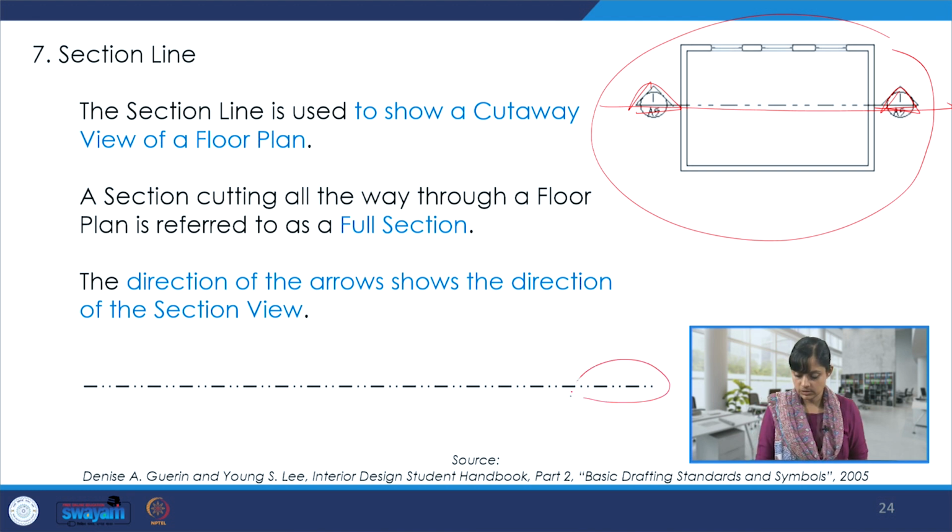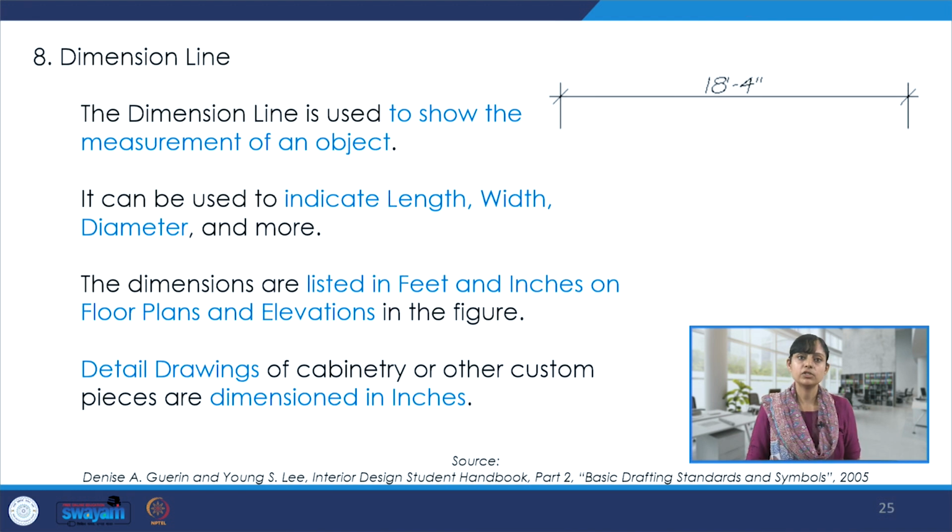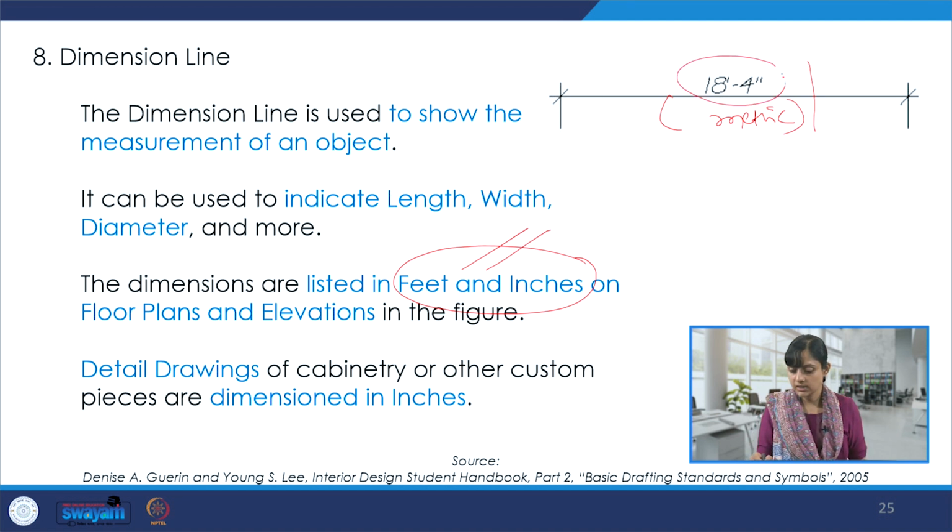So this is the notation for the section line. And we have dimension lines, which show the measurement of an object, or indicate the length, width, diameter, etc. An important thing you see here for interior architecture projects and drawings is that it is preferred to use feet and inches. Although we can always write the metric system in brackets as additional information. So we could write both, because a lot of people still follow metric. But the standard protocol and best practice in the interior architecture profession is to use feet and inches.